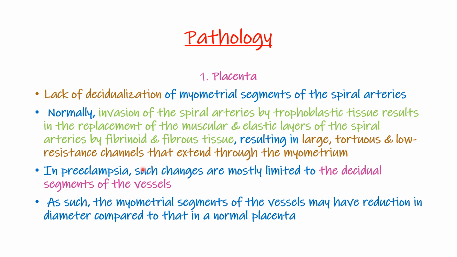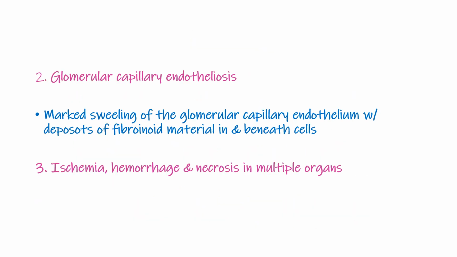In preeclampsia, such changes are mostly limited to the decidual segment of the vessel. As such, the myometrial segments of the vessel have a reduction in diameter, as I said before, compared to that of a normal placenta. Glomerular capillary endotheliosis, as we said before, you're going to have inflammation and production of cytokines because of the toxins that are released due to the placental ischemia.